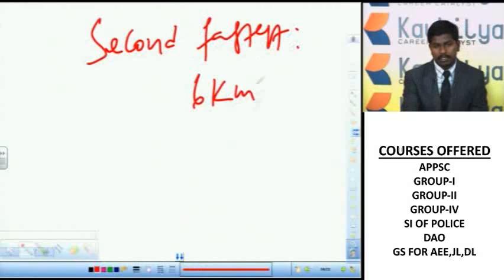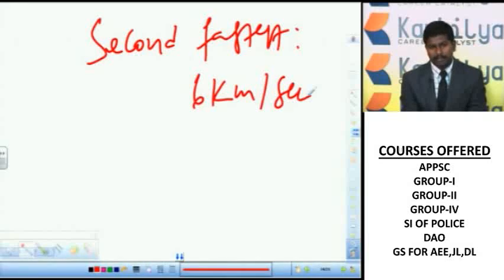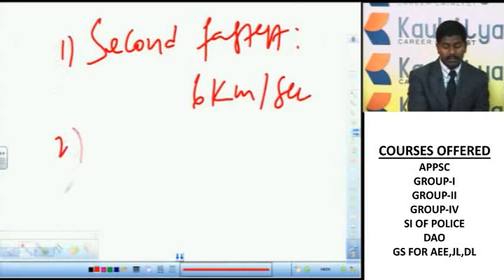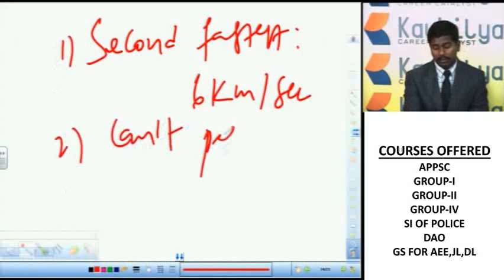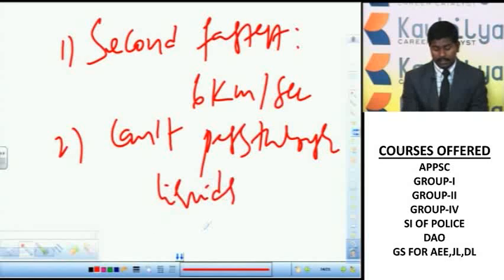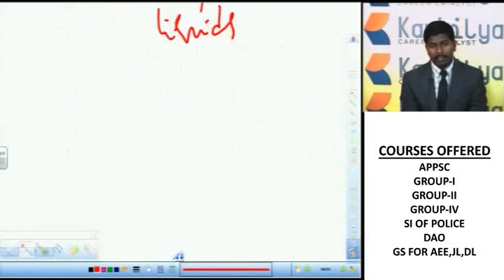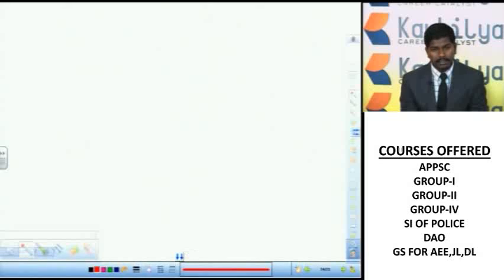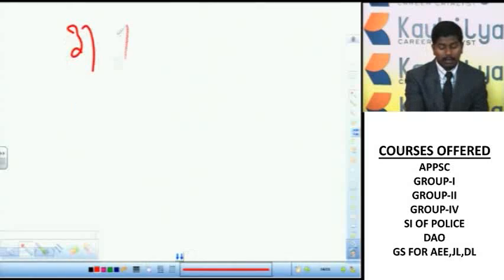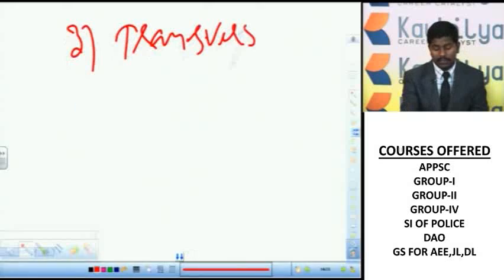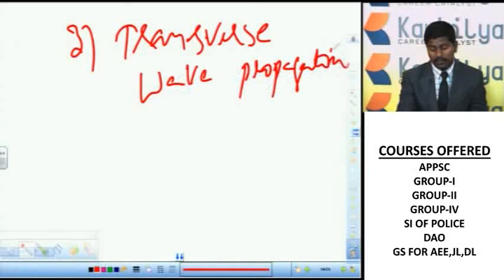Their average velocity is 6 kilometers per second. But remember, S waves cannot pass through liquids, meaning S waves can pass through solids only. Wherever there is liquid material, S waves cannot pass through it. For example, S waves cannot pass through the asthenosphere, and S waves cannot pass through the outer core because it is not in a solid state, right? Then these S waves follow transverse wave propagation.